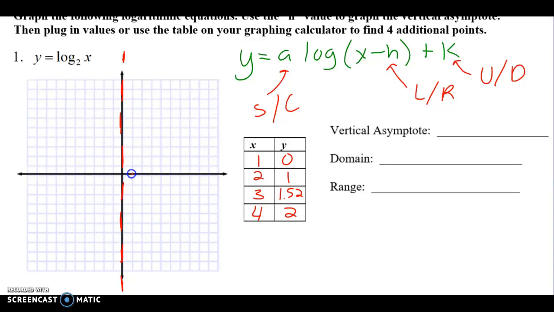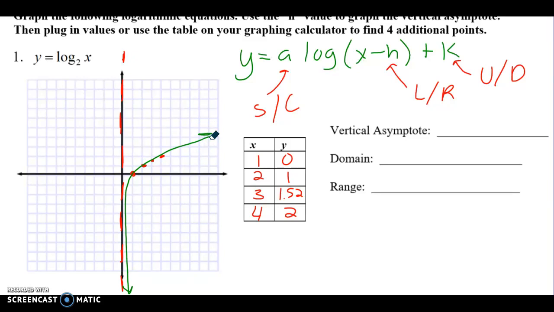Over 1 up 0. Over 2 up 1. Over 3 up 1.5-ish. Over 4 up 2. Now you could come up with a few more, but it's just going to follow that gradual curve. And remember, it goes both directions, up and down forever, because it's just an exponential on its side. So when you connect the points, make sure it slides down the asymptote forever. And there's your graph. Easy enough?